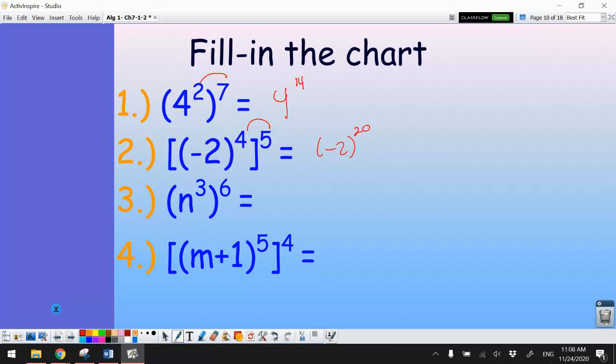Okay, let's see how you did. We have n. 3 times 6 is 18. And the last one, remember, the base does not change. Whatever is inside the parenthesis, the base if you will, is not going to change. So the m plus 1 is the same. 5 times 4 is 20.